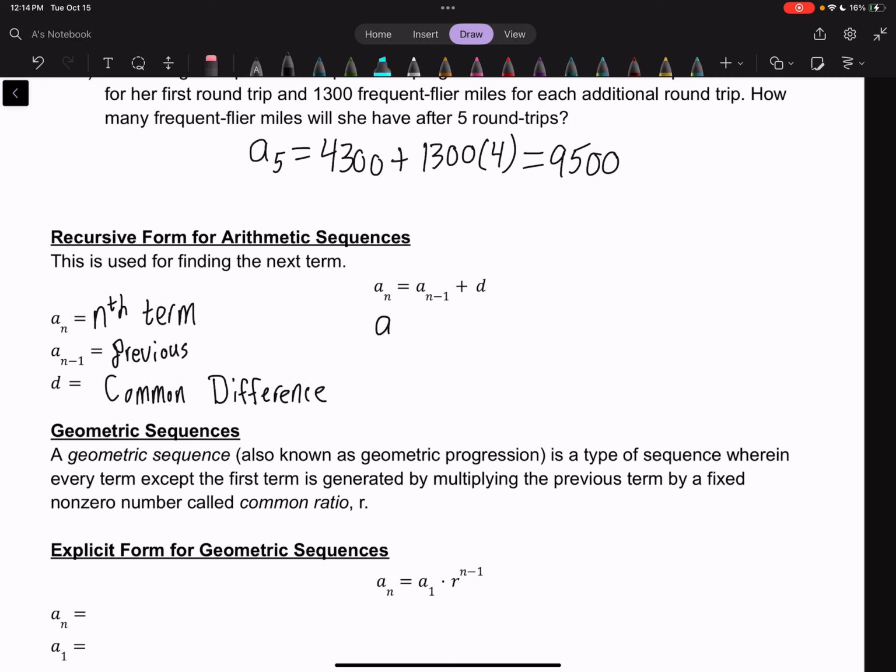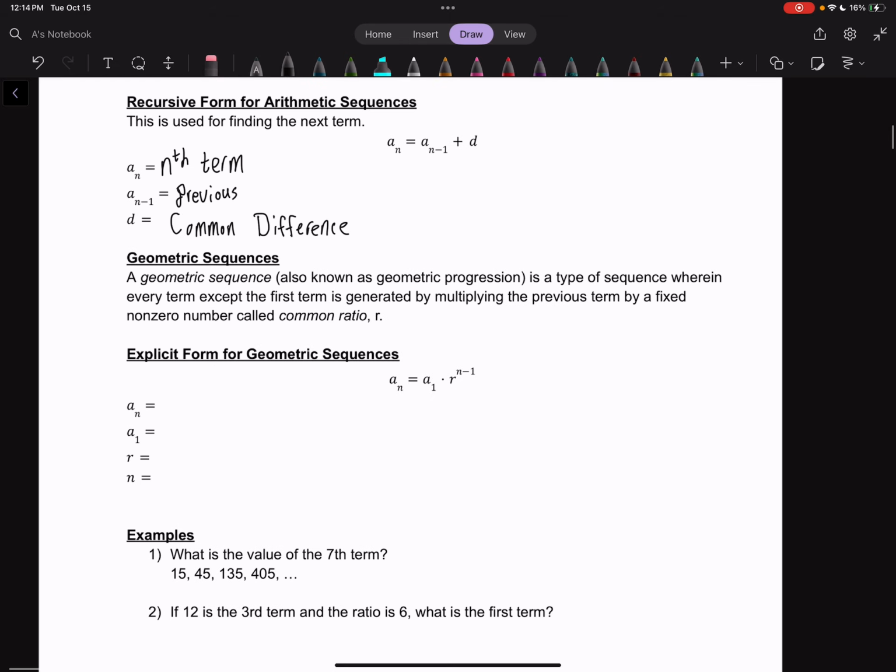If I'm looking for a sub 5, I'm given a sub 4 plus d. Okay, there's my example. And on the side, I say a sub 4 is 32. My common difference is negative 6. Well, if I want to go to the next term, it's going to be 32 minus 6. That's all we're doing here. Okay? Probably should have put that at the top instead of closer to the bottom of the page, but oh well.